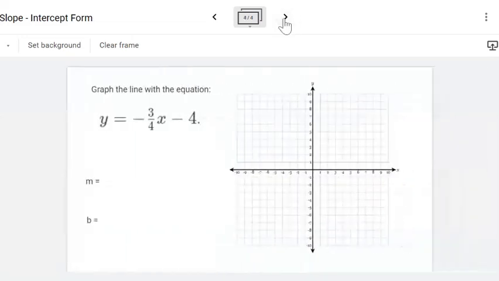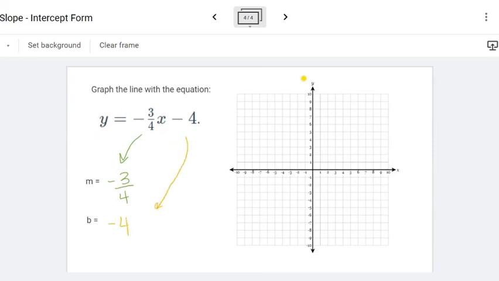Let's look at one more example. All right, so my m is -3/4, and my b is -4. So you start on your y-axis with my -4, that's your y-intercept. And then because I have a negative, I'm going to go down 3 and to the right 4. Down 3, right 4. Be careful when you're counting. Down 3, right 4. If I can do one more here. Down 3, right 4.